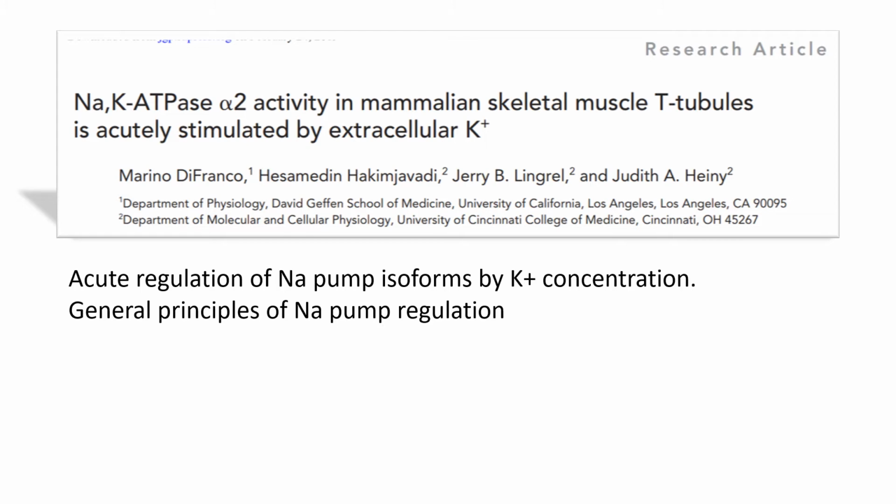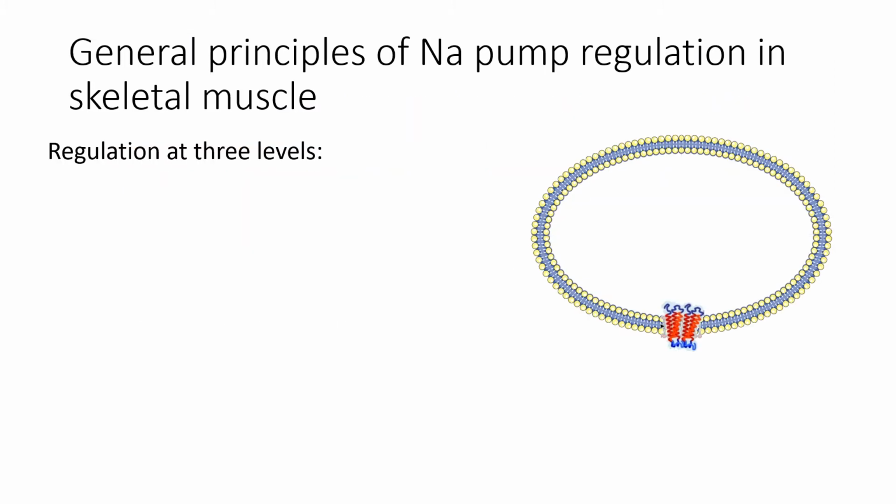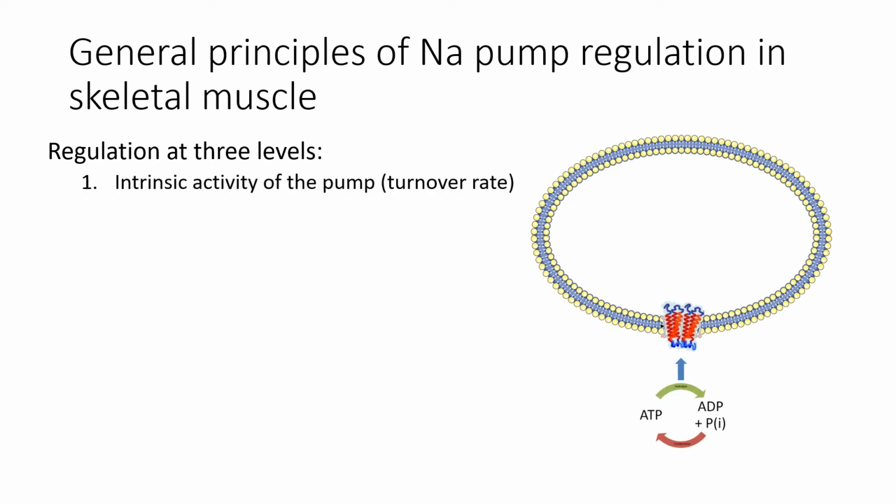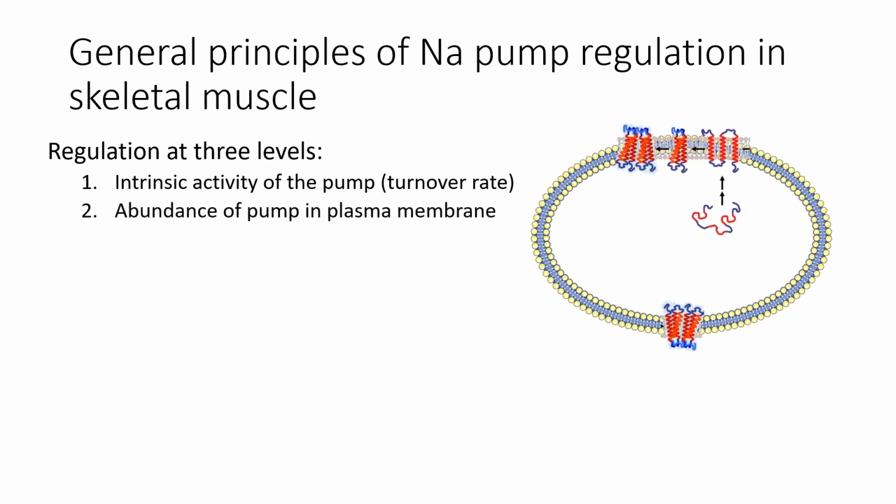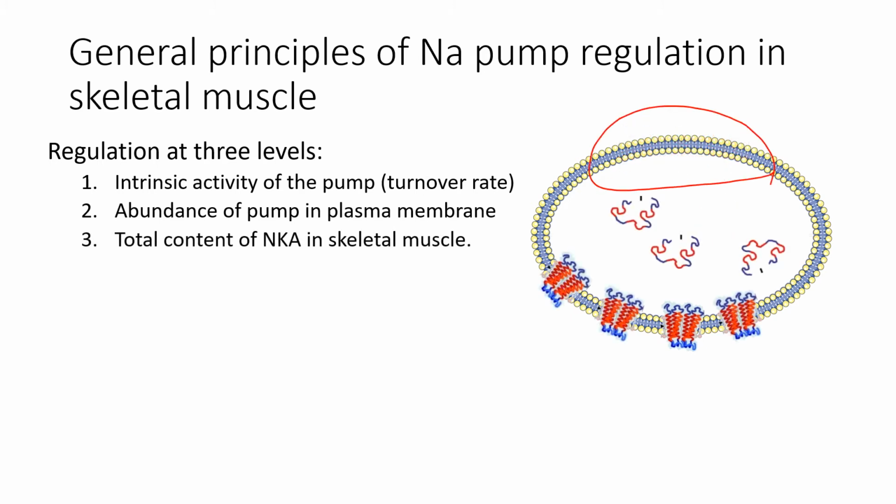The next project that I'm going to discuss here is about the acute regulation of sodium pump isoforms by potassium concentration. But before that, let's review the general mechanism of sodium pump regulation. The sodium pump can be regulated at 3 levels. First, by regulation of the intrinsic activity of the sodium pump, or how fast or slow the turnover rate of the pump is. Second, by the abundance of the pump in the plasma membrane. And third, by the total content of the sodium pump in a skeletal muscle.